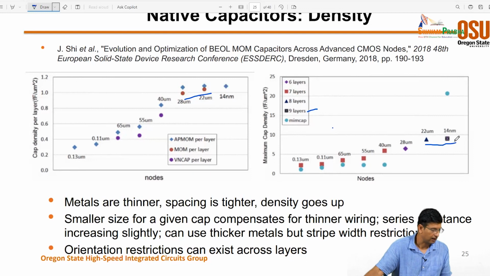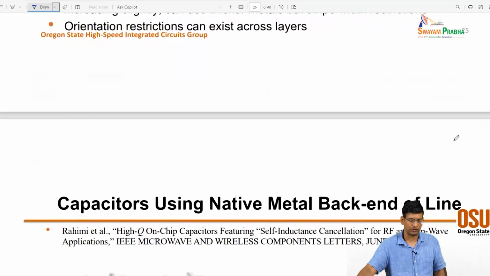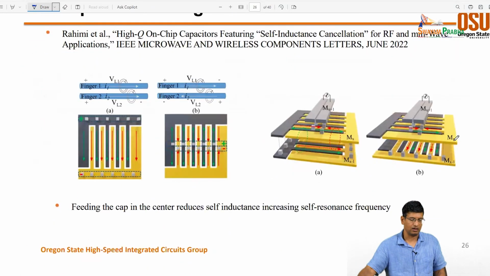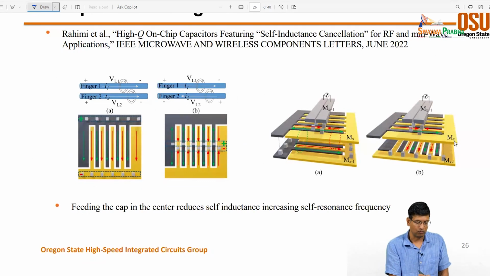And these Qs are again of the order of the same sort of numbers, which is that if you are using them similar to MOMs, you can sort of get 20 type numbers. The one interesting thing here is this paper, which basically talks about how to feed these MOMs. So what it basically says is that if you're feeding these MOMs at the edges, then basically across all fingers, let's say this is a plus port and this is a minus port, across all fingers the current flows in the same direction, right?